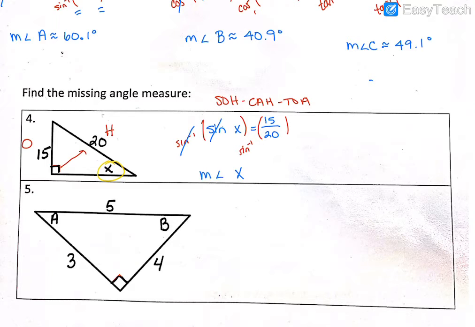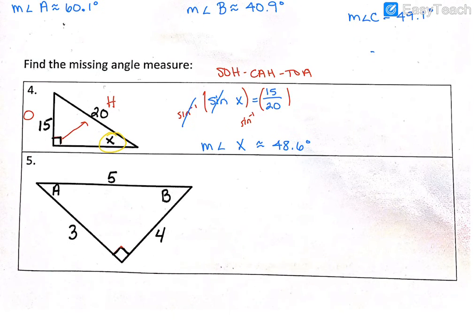x. So the measure of angle x is approximately, when we type in the right side in our calculator, the inverse of sine, so second sine, make sure 15 divided by 20 is in parentheses. It should come out to be about 48.6 degrees. Okay.